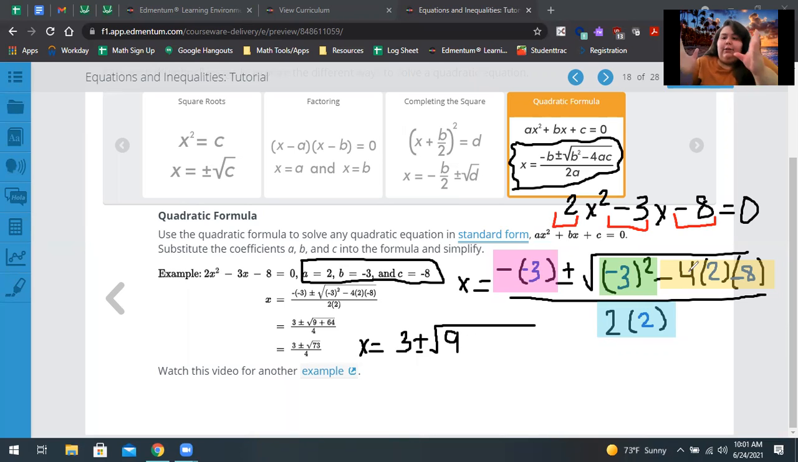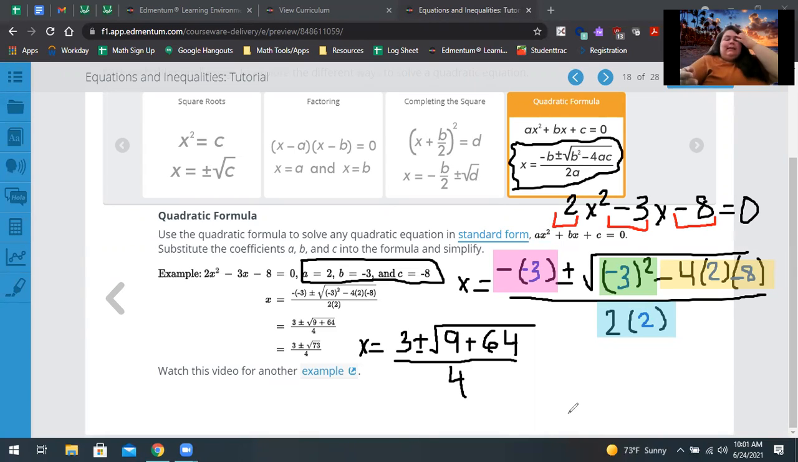And here in that yellow section, I'm going to take that minus 4 as a negative 4. So negative 4 times 2 is negative 8. Negative 8 times negative 8 is positive 64. So I have a positive 64 plus 64. And then down below, 2 times 2, we get 4. See, wasn't that not too bad?